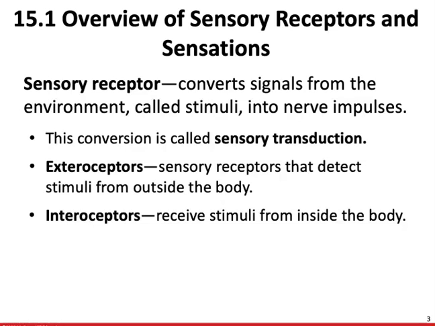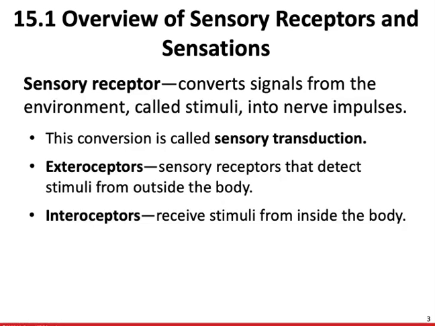Now this conversion process is called sensory transduction. And this is done with exteroreceptors. Those are sensory receptors that detect stimuli from the outside of the body. So things like taste, smell, vision, hearing, equilibrium, all of that is information from outside the body. This is continuously sending messages to the central nervous system to make us aware of our surroundings and what's going on around us.